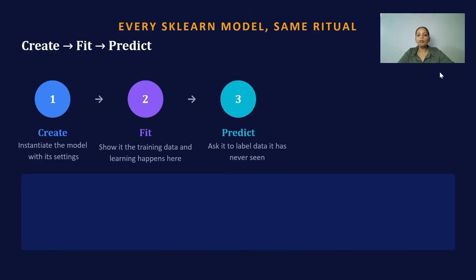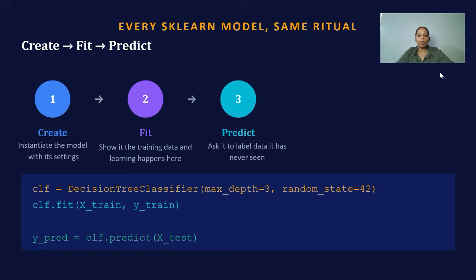That's it, three lines. Create the model, a tree that is allowed to ask at most 3 questions deep, so it stays simple and readable. Fit the model. Let me show you this in Jupyter Notebook.